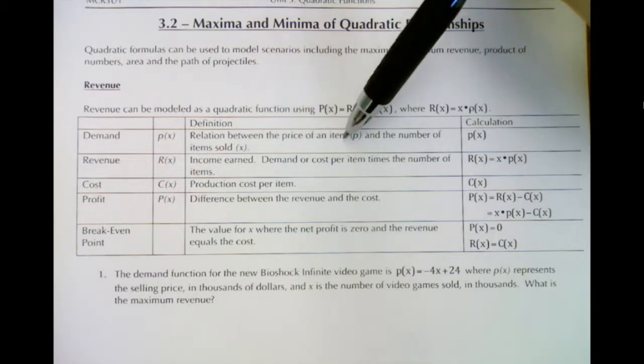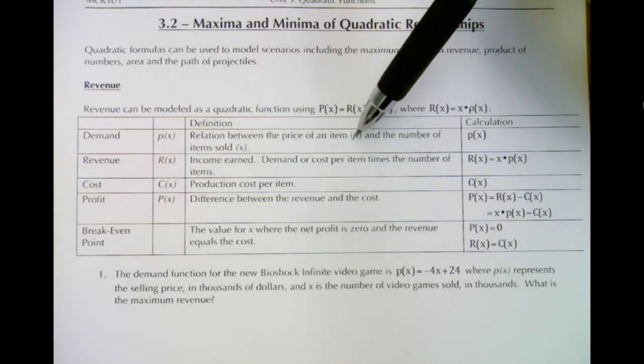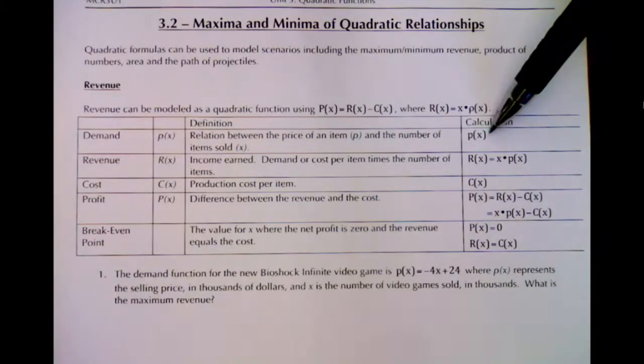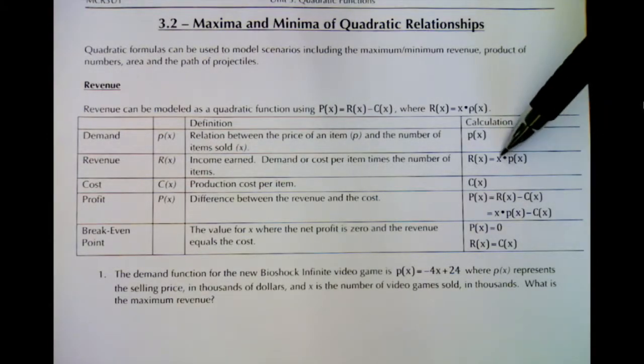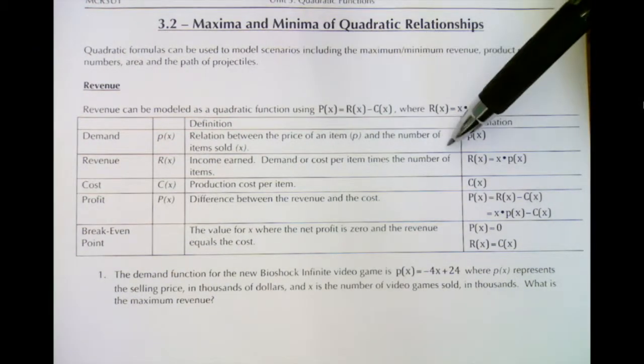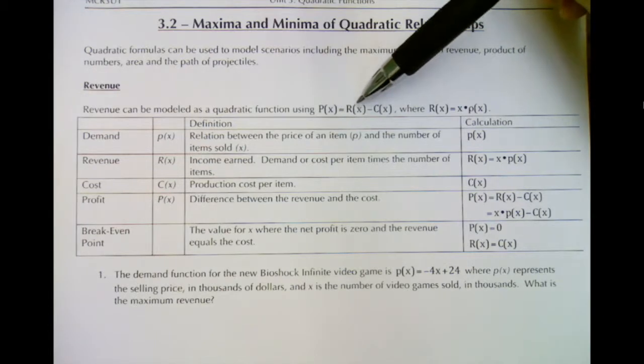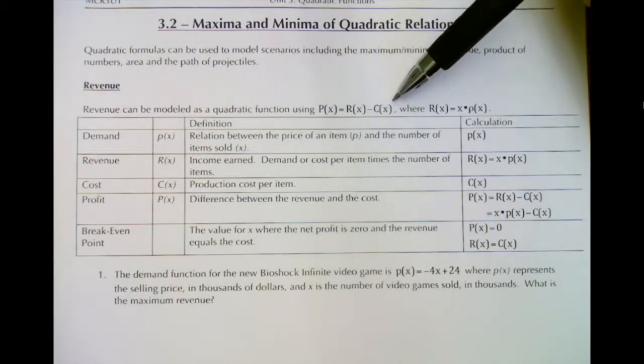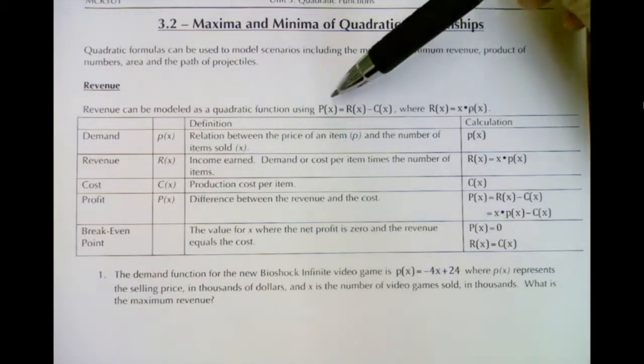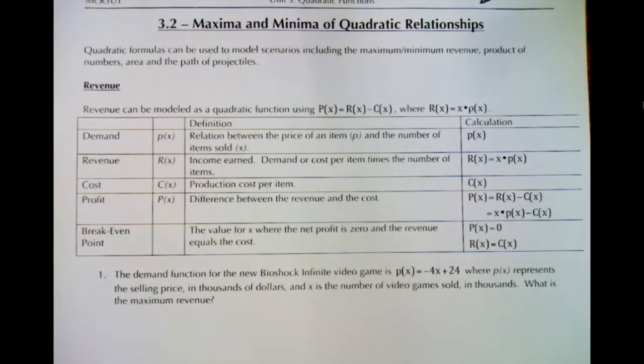And the example we're going to do gives you a demand function, and we use the demand function, p of x, multiply it by x to get our revenue function. So again, it's basically just price times number sold. That's how we're coming up with revenue. Another relationship involving revenue is profit. Profit is just the revenue, how much money you make, subtracting away the cost, so how much the item costs. And that leaves you with profit, the extra money. And sometimes we're optimizing profit as well.